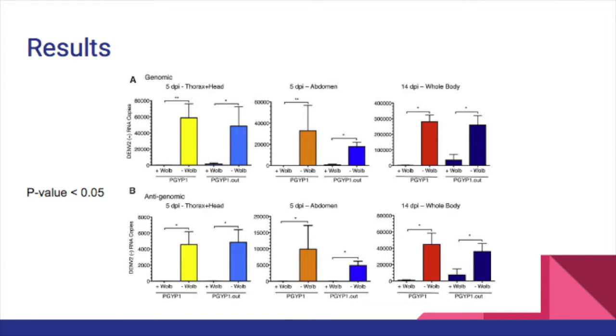The following figure shows the results of quantitative PCR analysis looking for dengue virus in mosquitoes, the top half showing genomic and the bottom half showing antigenomic. As you can see, for the PGY-P1 type, when there was Wolbachia inside the mosquito, there was no presence of dengue until 14 days post-infection, and even then there was a very small amount of dengue. And then for the PGY-P1 out type, again, with the presence of Wolbachia, there was little to almost no presence of dengue within the mosquito.